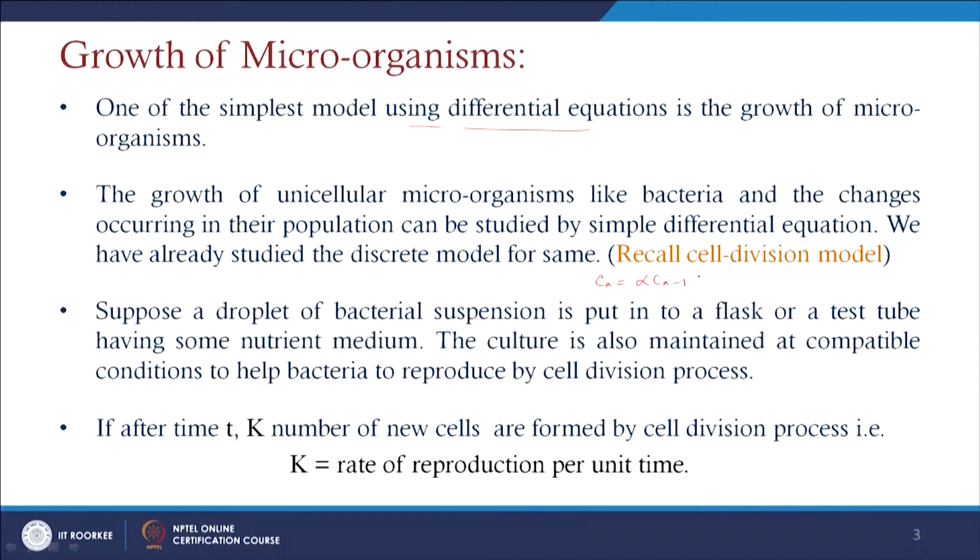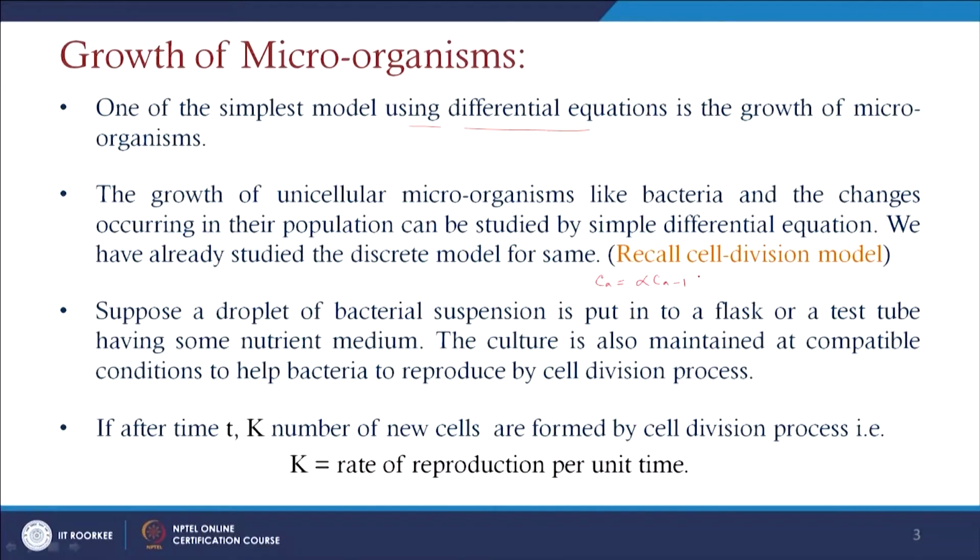Especially for the growth of bacteria, we consider that a droplet of bacterial suspension is put into a flask or a test tube having some nutrient medium. This means we have to provide a compatible medium where cell or bacterial growth is possible. So, then we can formulate this model. The culture is also maintained at compatible conditions, since if favorable conditions are not supplied, growth cannot be possible.